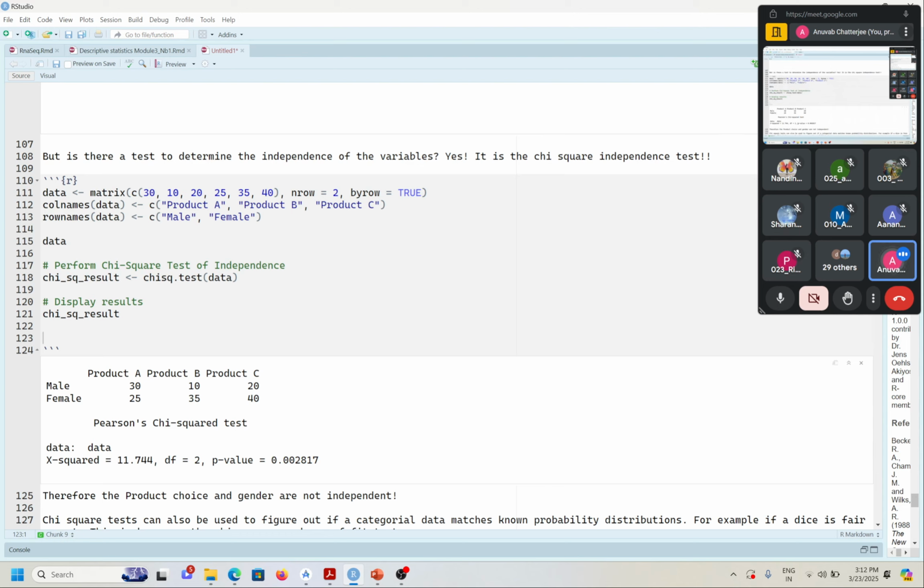And when we ran the test, we found that the p-value was significant, which shows us that the categorical variable and the continuous variable are not independent. That is, depending on the gender, they are preferring one product over the other. Okay, sir. Clear it a bit? No.